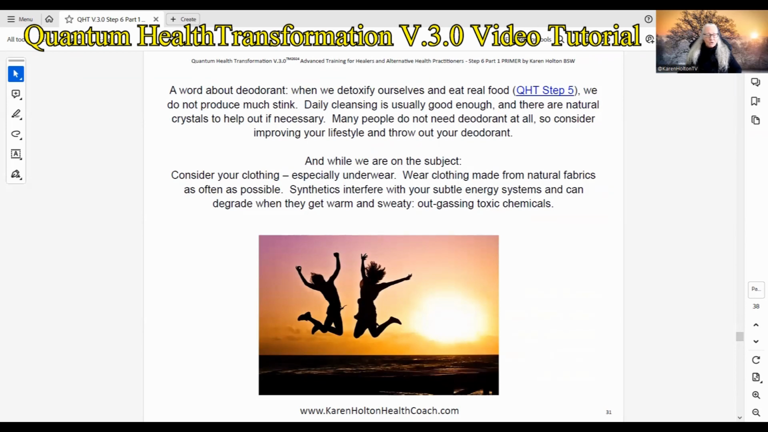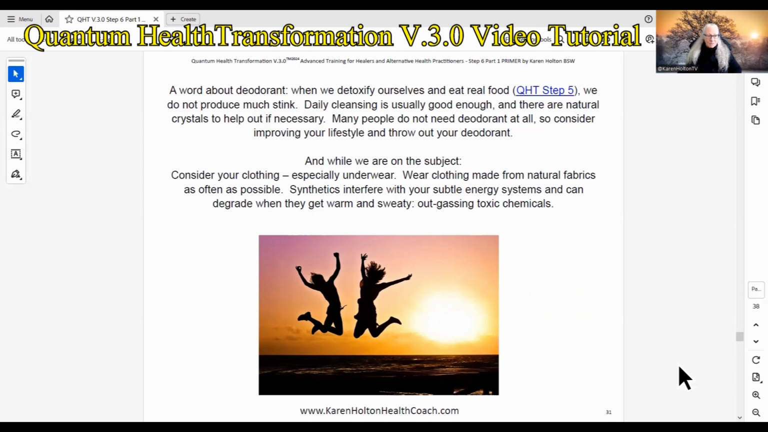A word about deodorant. When we detoxify ourselves and eat real food, as you'll discover in Quantum Health Transformation Step 5, we do not produce much stink. Daily cleansing is usually good enough, and there are natural crystals to help out if necessary. Many people do not need deodorant at all, so consider improving your lifestyle and throw out your deodorant. And again, many deodorants contain aluminum.